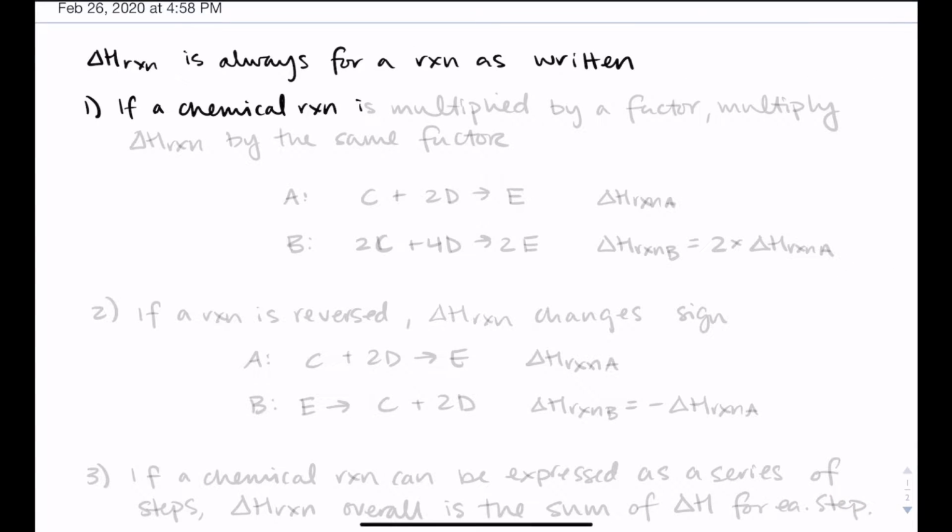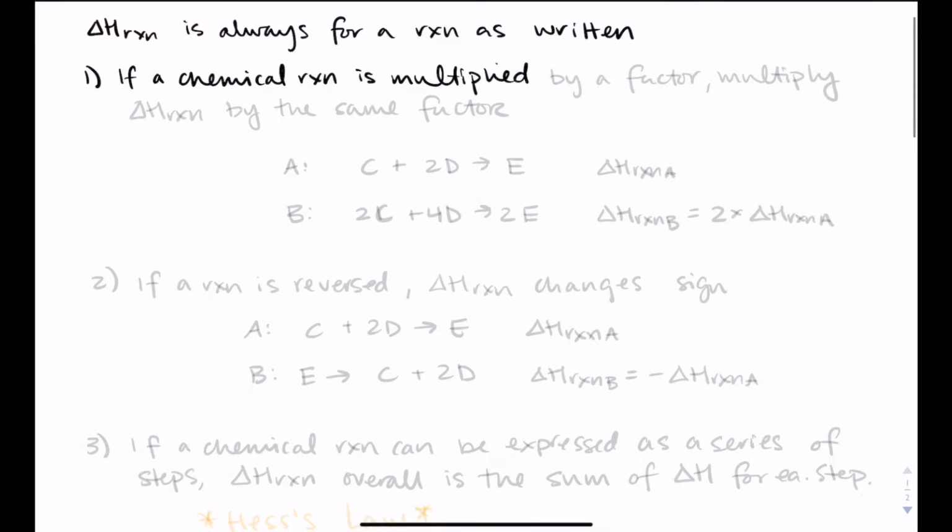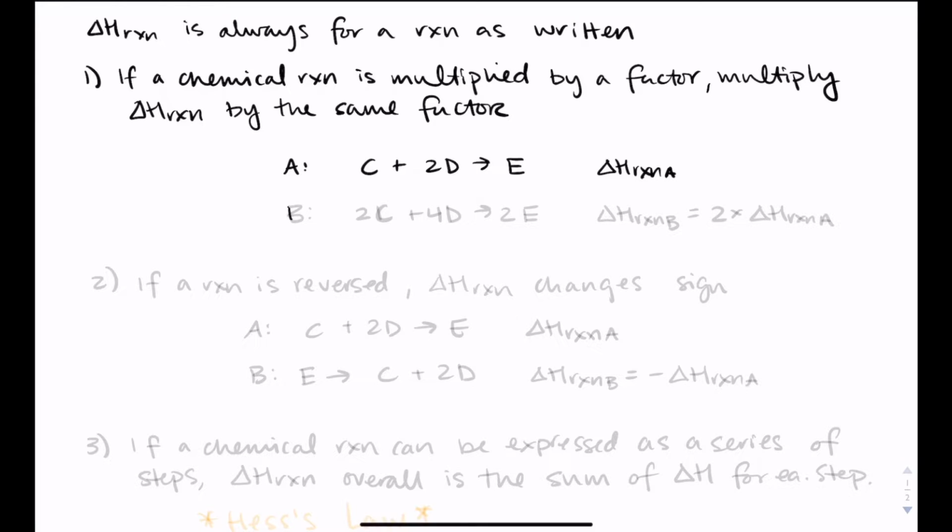So the first is that if a chemical reaction is multiplied by a factor, multiply delta H reaction by the same factor. So for example, if reaction A is C plus 2D making E, and reaction A has some delta H reaction, for reaction B, which is 2C plus 4D making 2E, so I've taken my original reaction, multiplied it by 2, the delta H reaction for reaction B will be 2 times delta H reaction for reaction A.